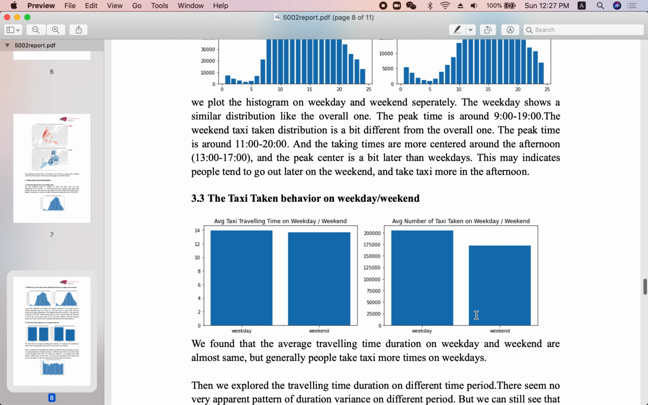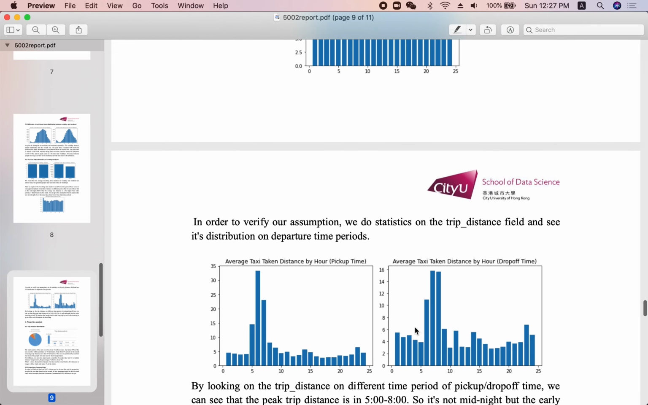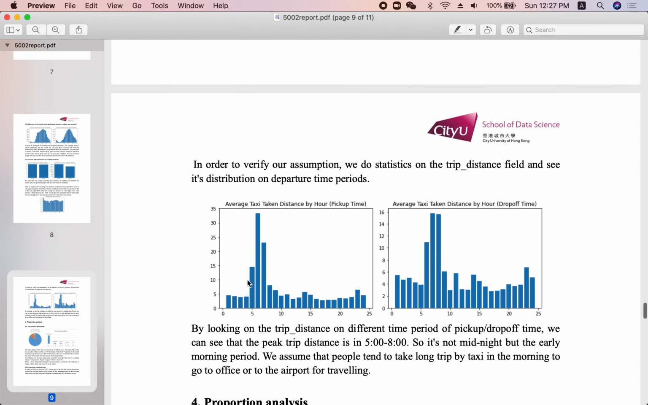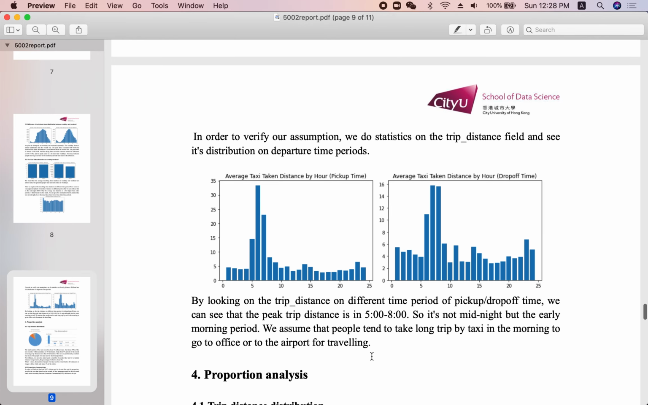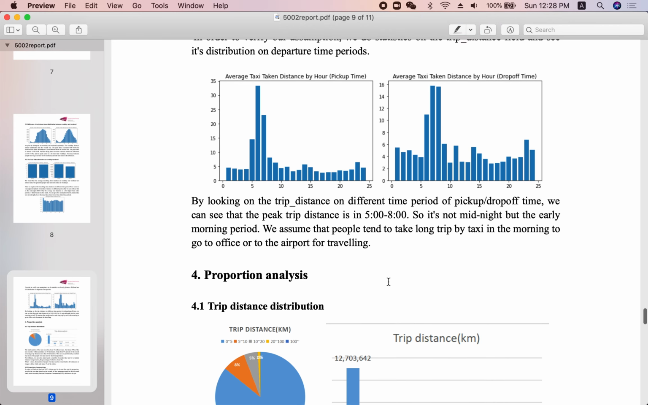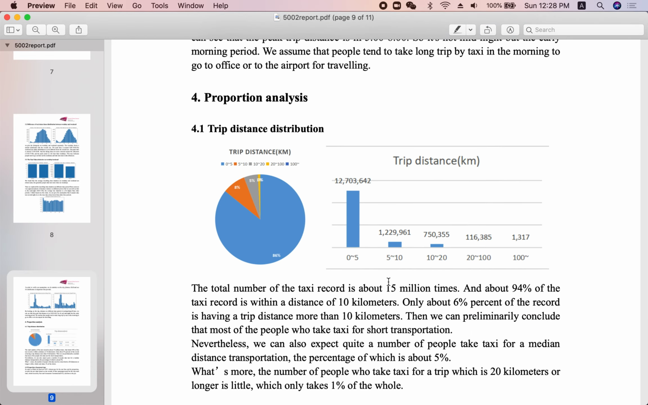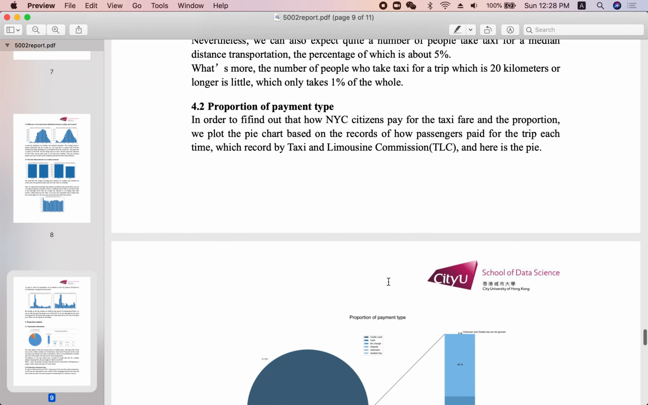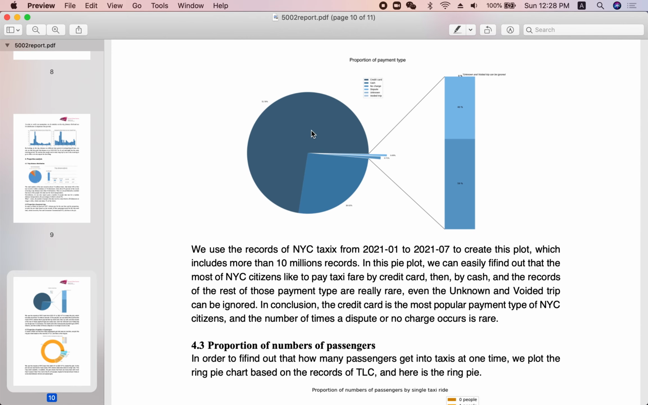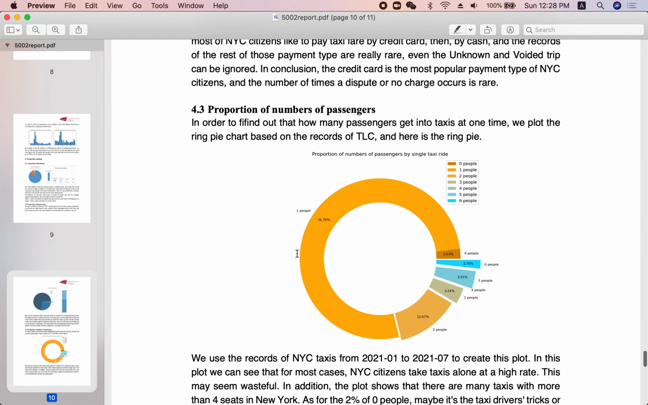And taxi taken duration has no apparent peak, but the distance has peak values from 5 a.m. to 8 a.m. We assume people travel to workplace or airports in this time period, and overall people tend to take short trip distance in 0 to 5 kilometers. And based on the proportion analysis, we found that most people tend to pay by credit card or cash, and they will take taxi by one person or two people.